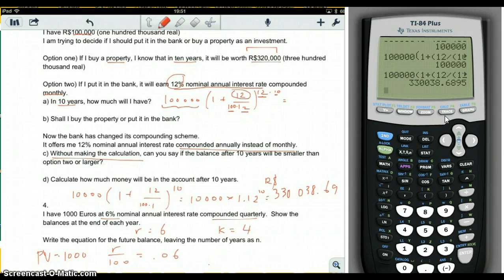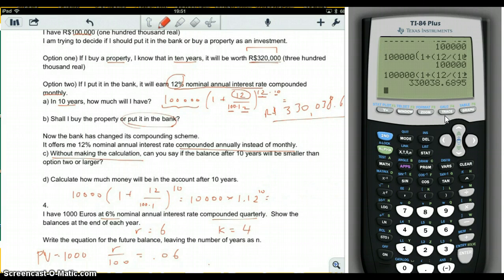Oops, I wrote it in the wrong place. Getting really confused here. Okay, so the answer to this one is going to be 330,038.69. Right. Okay, shall I buy the property or put it in the bank? Well, property is 320,000 after 10 years. The bank 330,000, so I'm going to put it in the bank.